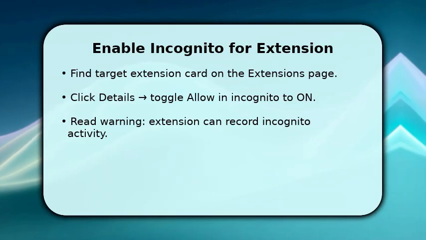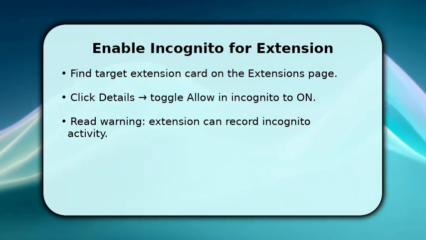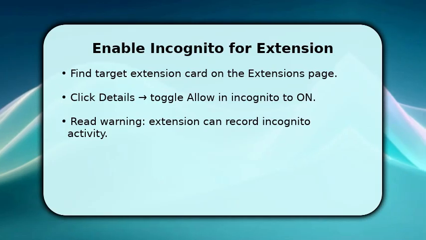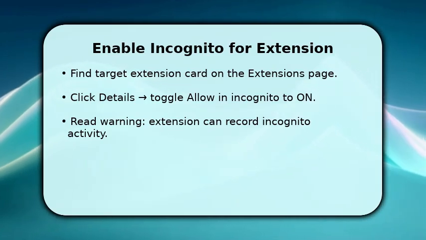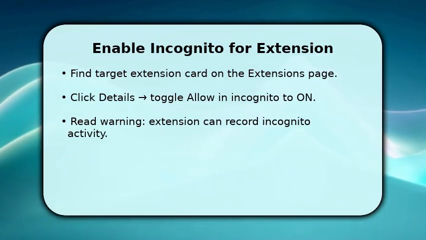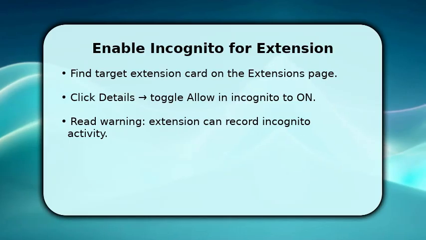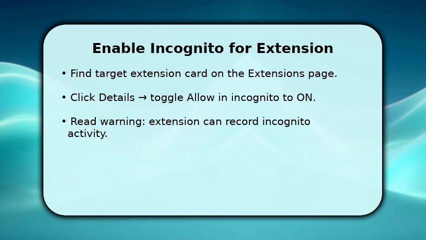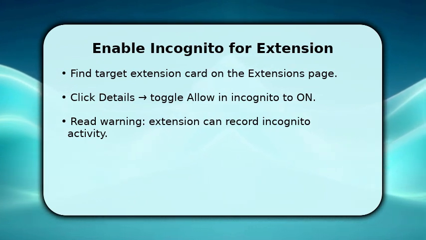Once there, flip Allow in Incognito to On. Do this deliberately because it changes privacy exposure. Make sure to read the brief warning that the extension may record activity in private windows. This explains the trade-off between functionality and privacy. If the toggle is disabled, check for administrative policies or reinstall to reset permissions before proceeding.